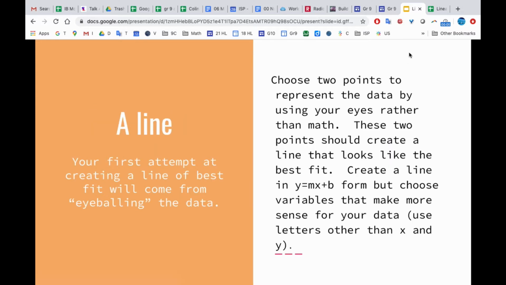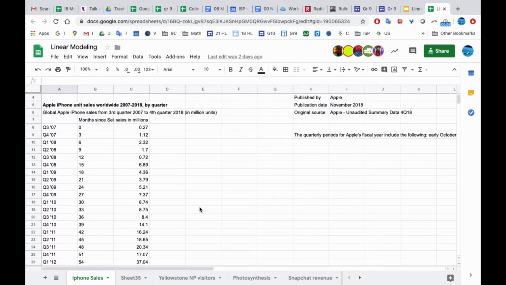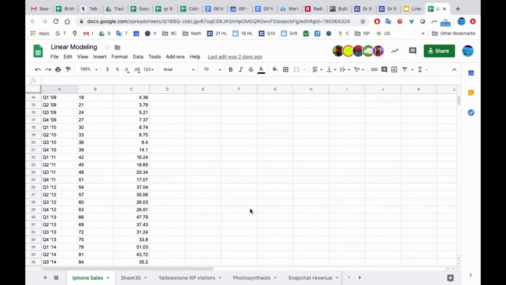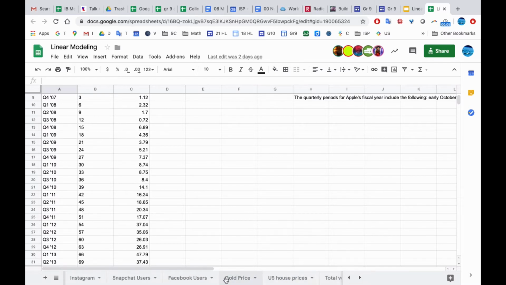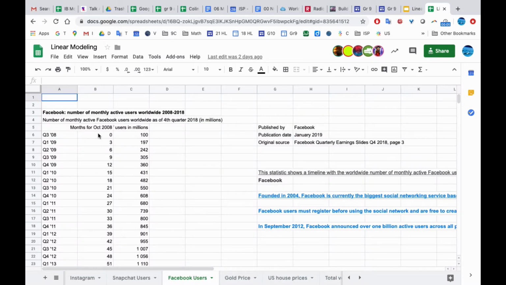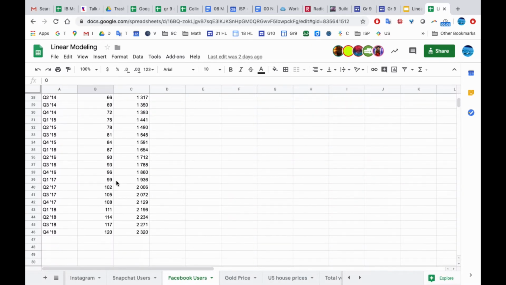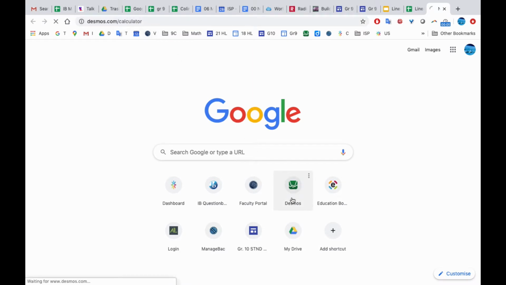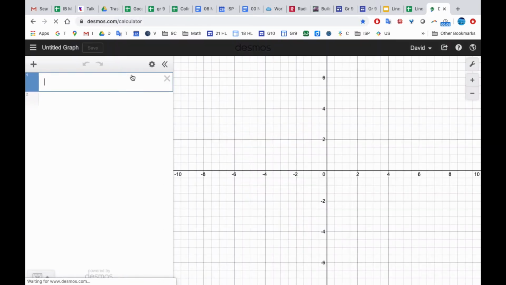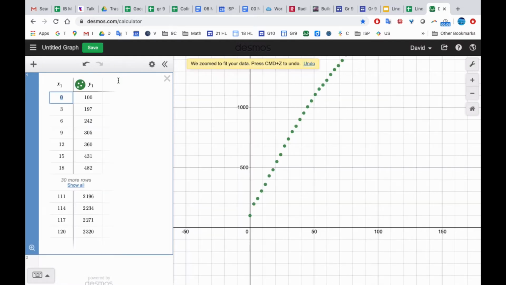Okay? So to make the scatter plot in Desmos, who should I choose? Let's do, I'm going to do Facebook users. No one chose that. Okay, so I'm going to choose all my Facebook users. And if I hold the shift key down, and I go from diagonal corners, I can get that. I'm going to copy it, Command C, and then I'm going to go to Desmos, and I will paste it into Desmos.